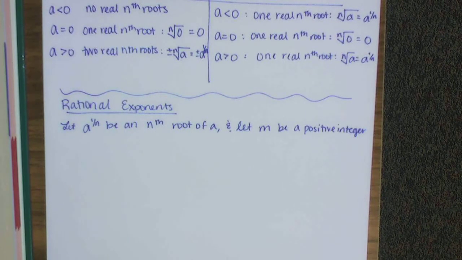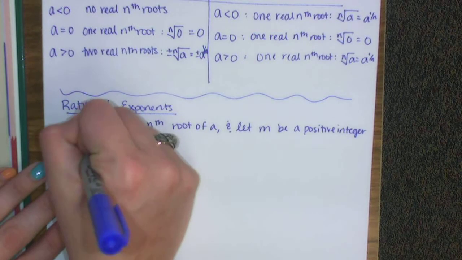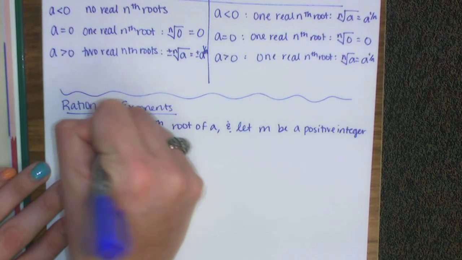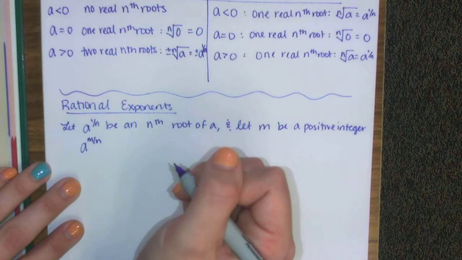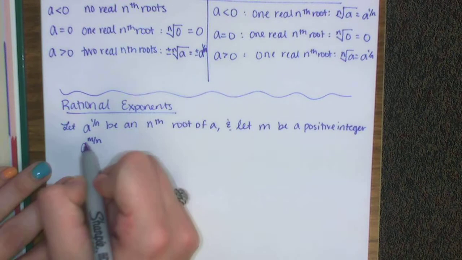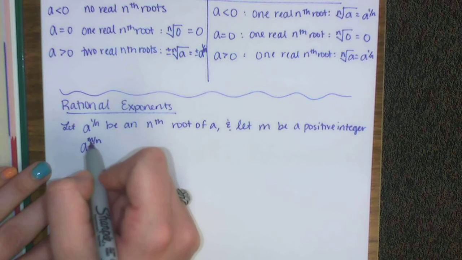Hopefully that helped a little bit. Alright, so here we have two possibilities. We have a raised to the m over n, so a is basically being raised to a fraction. Not sure if we've really talked about this before, but the number on the top is the power that it's being raised to.